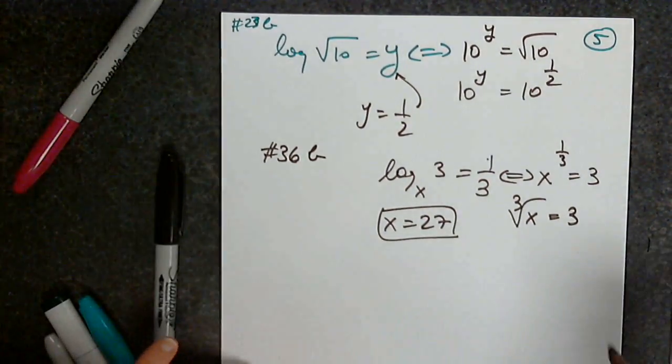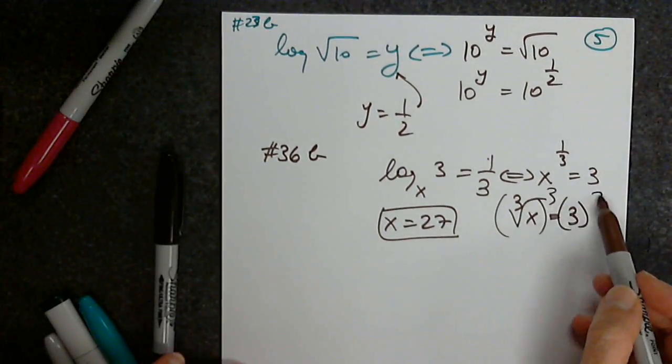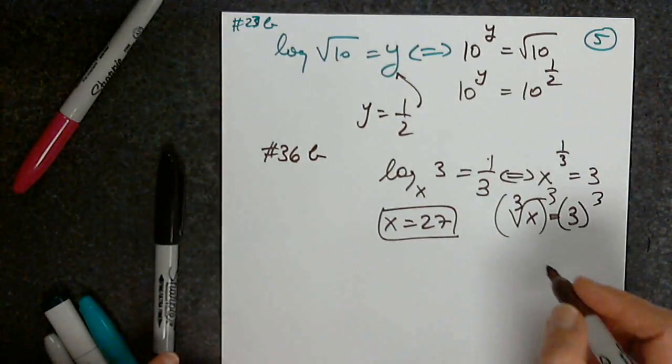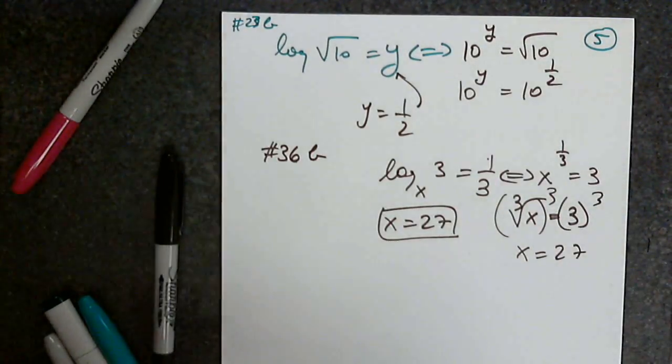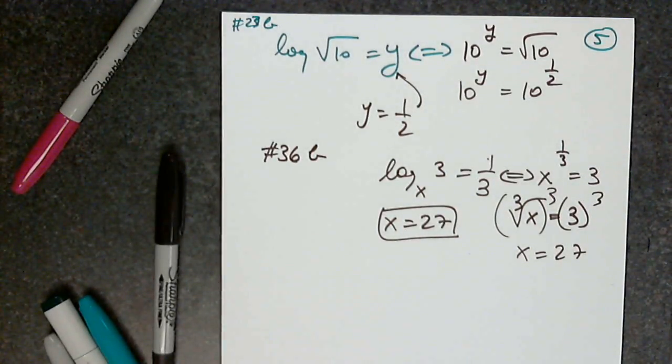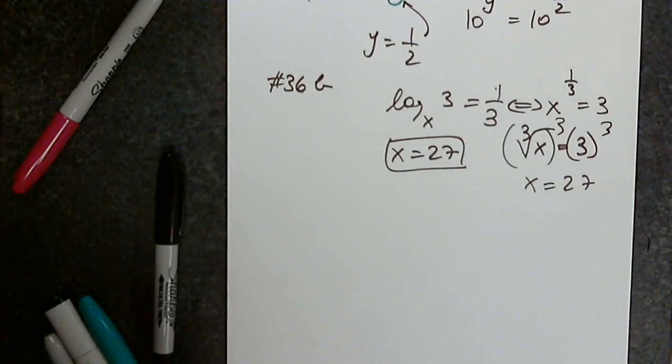Or you cube both sides to eliminate the power 1/3, and you get x equals 27. And yes, you can say, wait a minute, you raise both sides to the third power, go back and check. True. But the odd powers always work. Good. Okay, so let's look at a few transformations using log functions now.